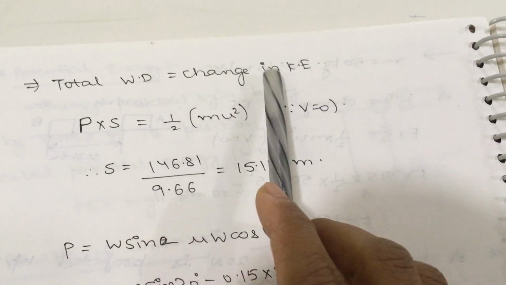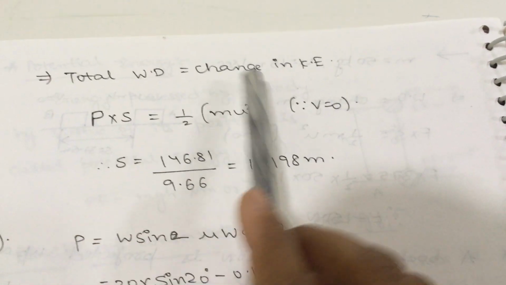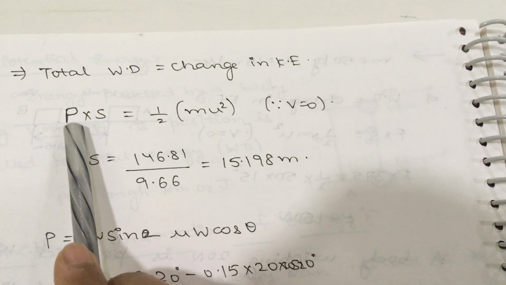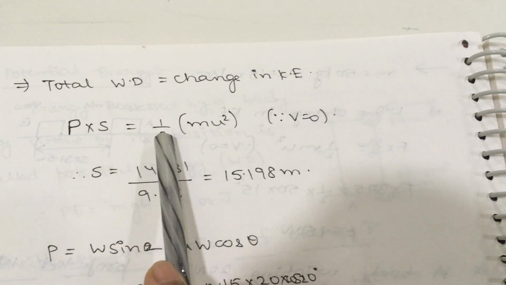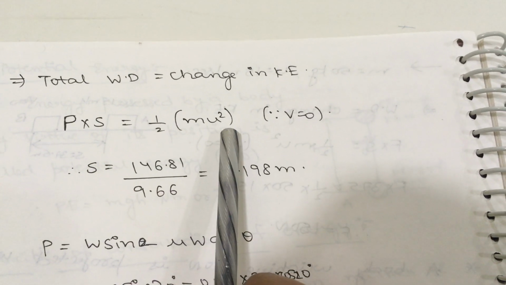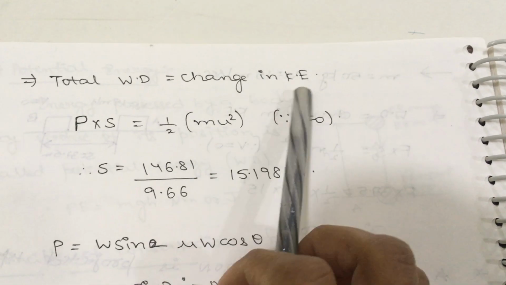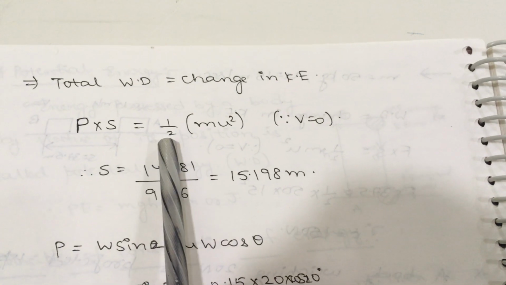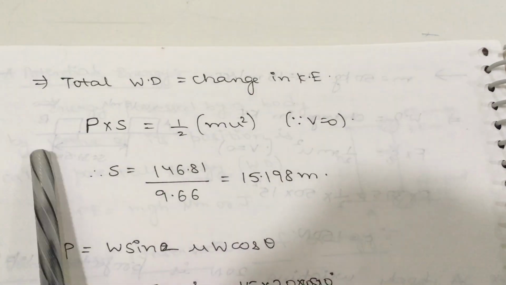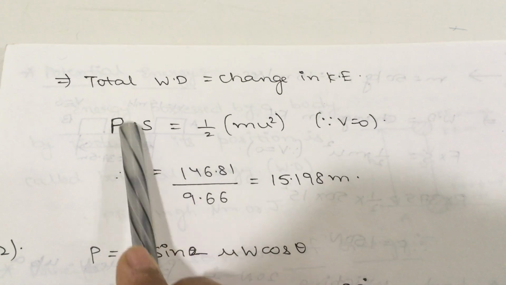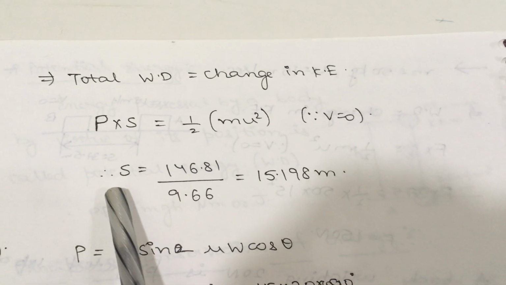So we need to apply the work energy equation in terms of the linear quantities only. That formula is total work done is equal to change in kinetic energy. Here I am taking the force value as the P value. So P into S is equal to half m v square minus half m u square. According to the subject we know that v is equal to 0, so the change in kinetic energy becomes half m u square. In this equation we need to calculate the S value, so make S the subject.